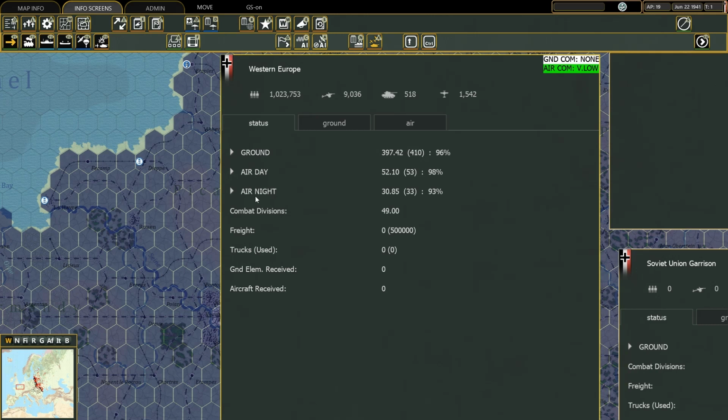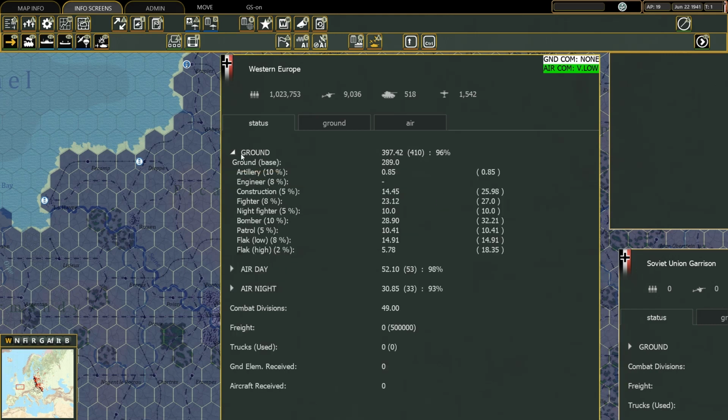Now let's have a look at these 3 lines here. Ground, air day, and air night are the requirements that you need to fulfill in order to have enough, let's say, combat power, even though it's called combat value, but I call it combat power, in the theater box. If you click on this arrowhead, you see here a subdivision of several elements that contribute to this, let's say, ground requirements. Yeah, sorry, I forgot the name.